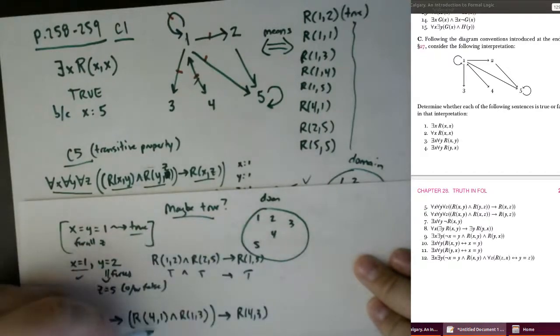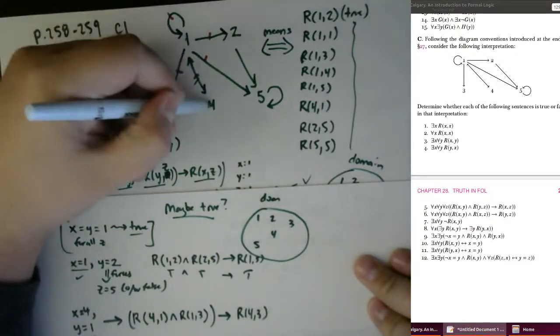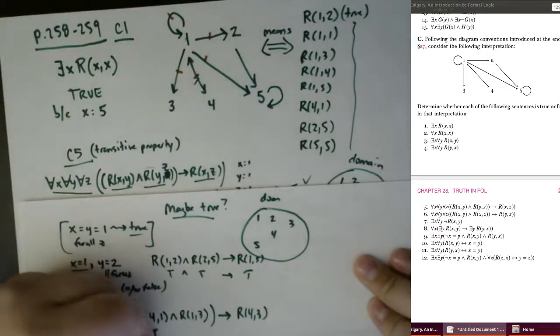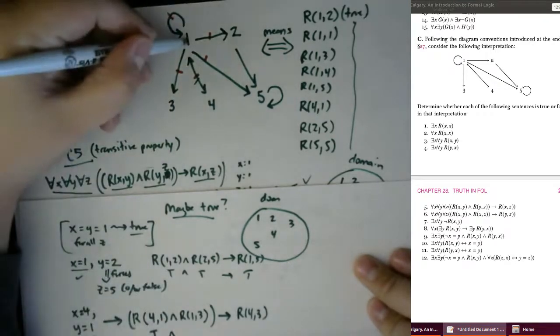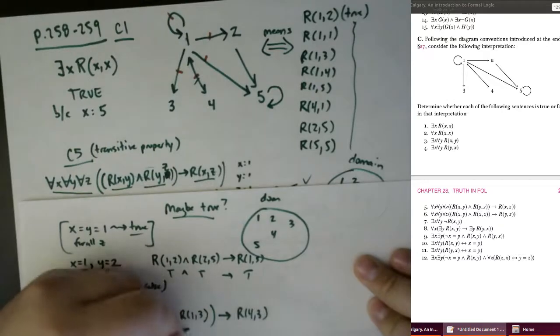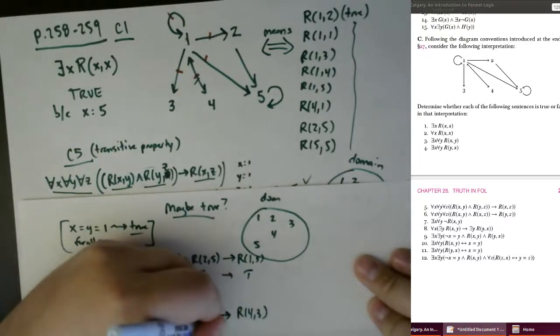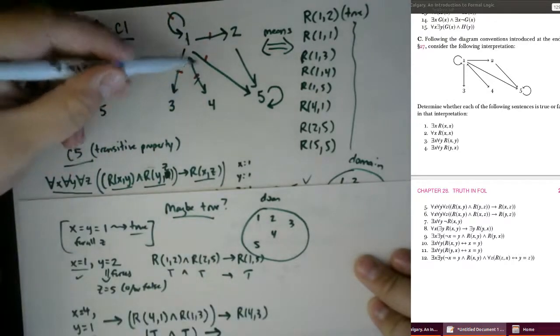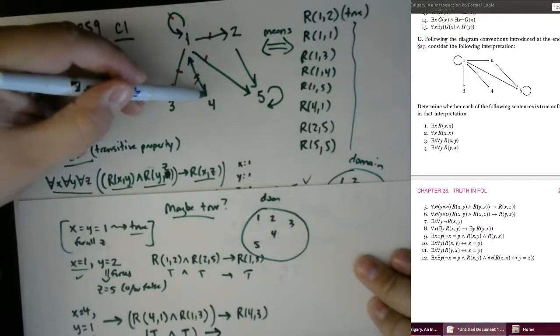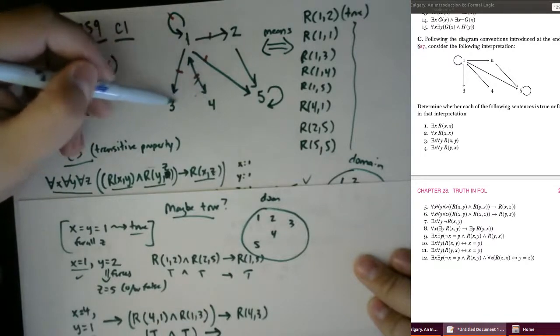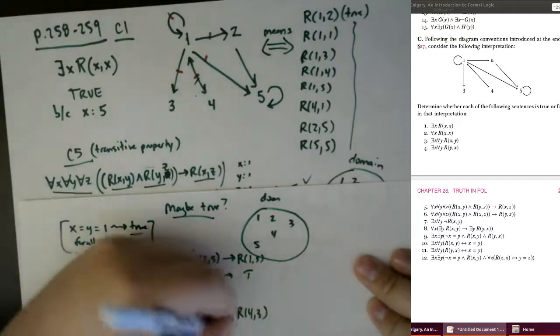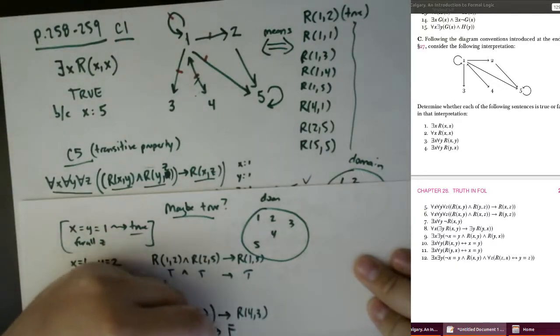Now, R 4, 1 is true. There is an arrow beginning at 4, ending at 1, so that's true. R 1, 3, there's an arrow starting at 1, ending at 3, that's true. Aha! Implies R 4, 3. So 4, 3 would require an arrow from 4 to 3. There is no such arrow, that's false. So this is a true implies false, and that's false.